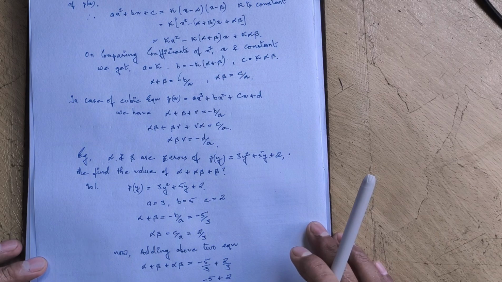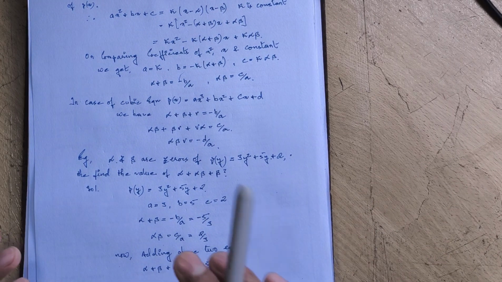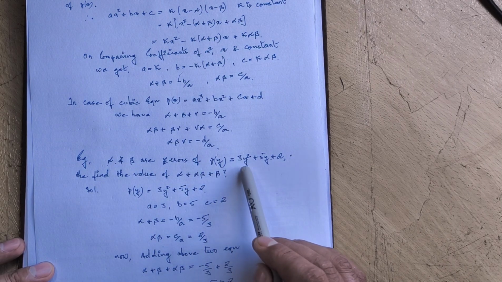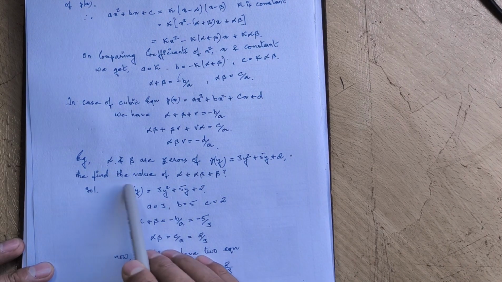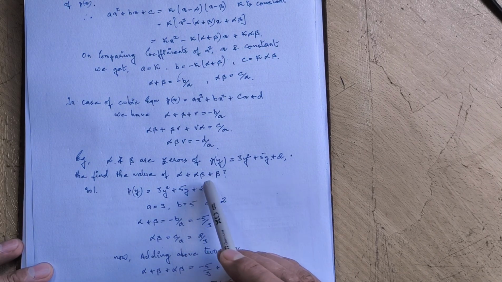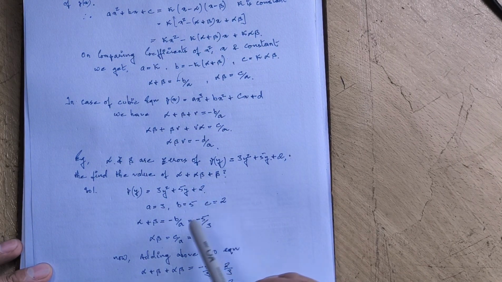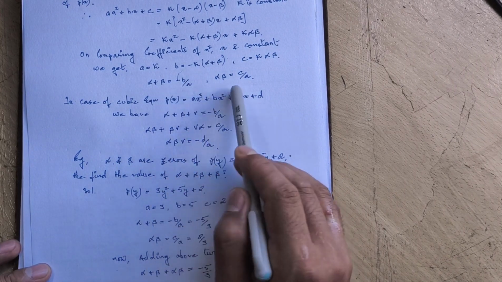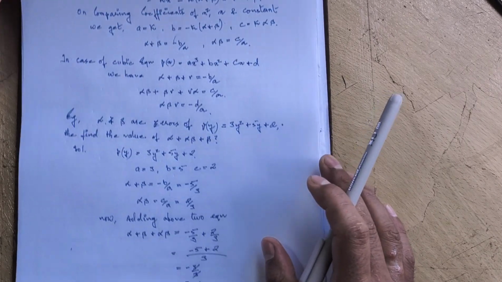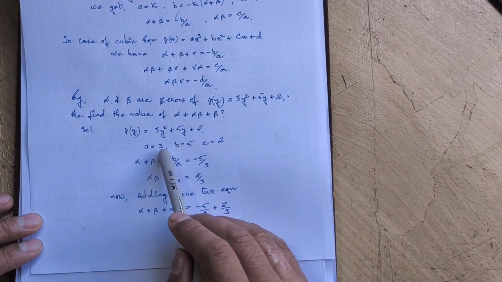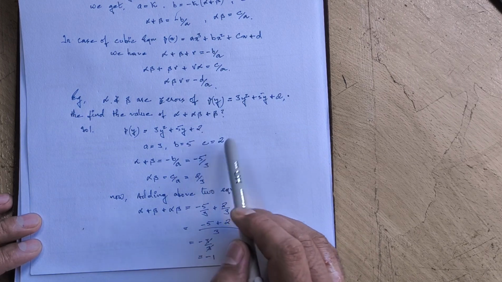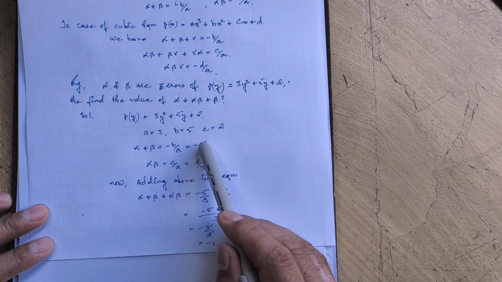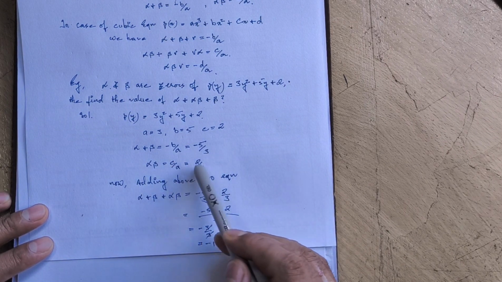So now let's understand these relations with the help of an example. Suppose alpha and beta are the zeros of the polynomial p(y) equals 3y squared plus 5y plus 2. Now we need to find the value of alpha plus alpha beta plus beta. For that we use the relations we know: alpha plus beta equals minus b by a, alpha into beta equals c by a. So here a equals 3, b equals 5 and c equals 2. Using the relations, alpha plus beta equals minus 5 by 3, and alpha into beta equals c by a, which is 2 by 3.